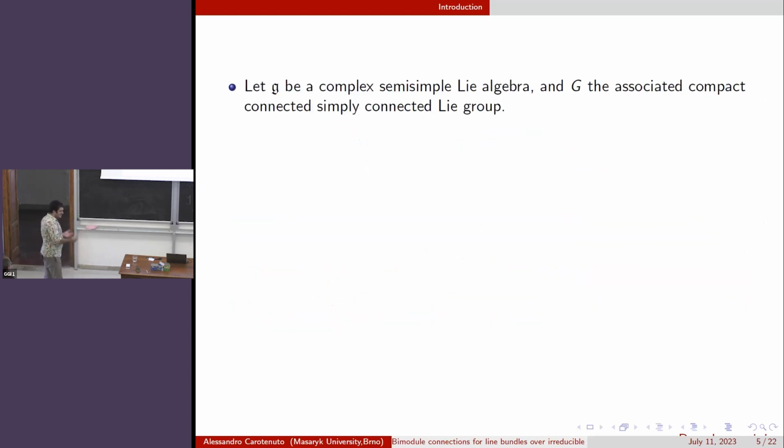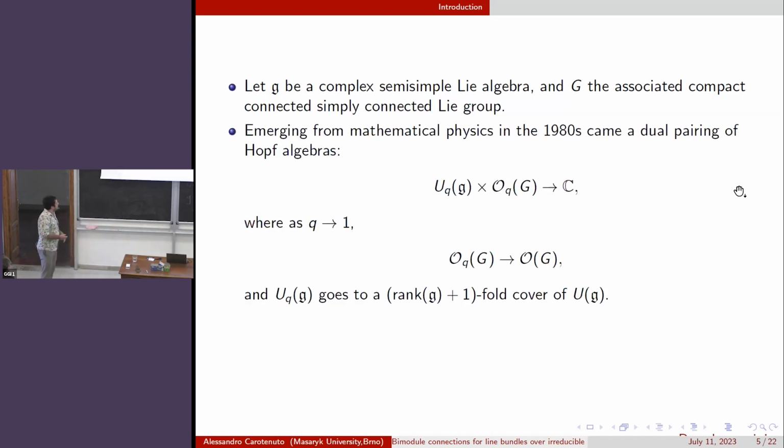So let me again take advantage of the fact that Raymond gave a talk before. I will just remind you that if G is a complex semi-simple Lie algebra and big G is the associated compact, connected, simply connected Lie group, then we have two one-parameter families of Hopf algebras that people working at the time in Leningrad and in Warsaw found during the 80s, studying integrable systems.